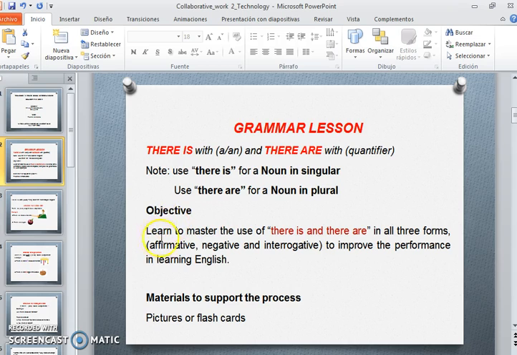Objective: learn to master the use of there is and there are in all three forms, affirmative, negative, and interrogative, to improve the performance in learning English. Material to support the process: pictures or flashcards.